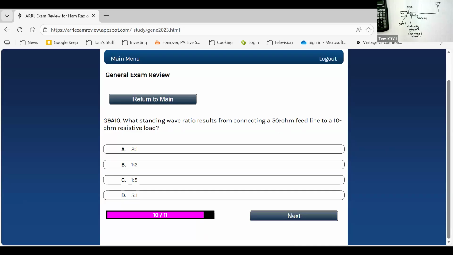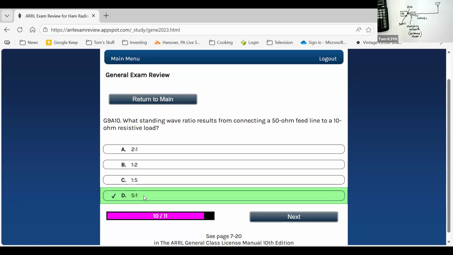I think there's one more like this. Yeah, so here's the other way around. I've got a 50 ohm feed line and a 10 ohm resistive load. Again, it's not 1 to 5. It's still 5 to 1. So it's always put the bigger number on top. So it's 50 divided by 10, 5 to 1.